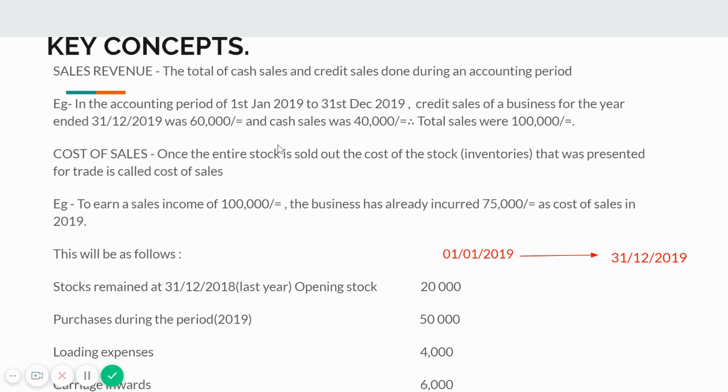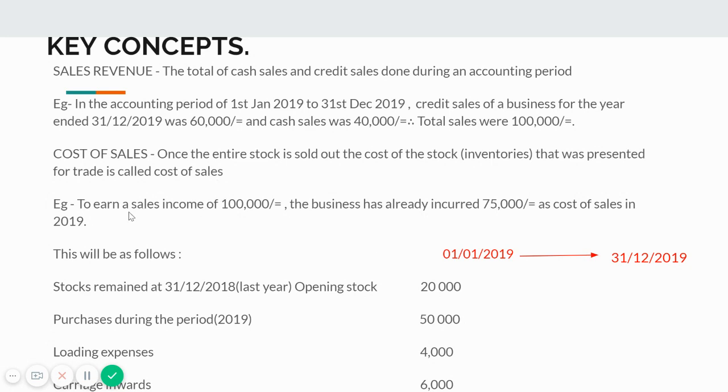So here the sum says, in the accounting period of 1st January 2019 to 31st December 2019. So from there you can get a hint about the accounting period. The accounting period will be starting from 1st January 2019 and it will go up to 31st December 2019, which consists of 12 months.